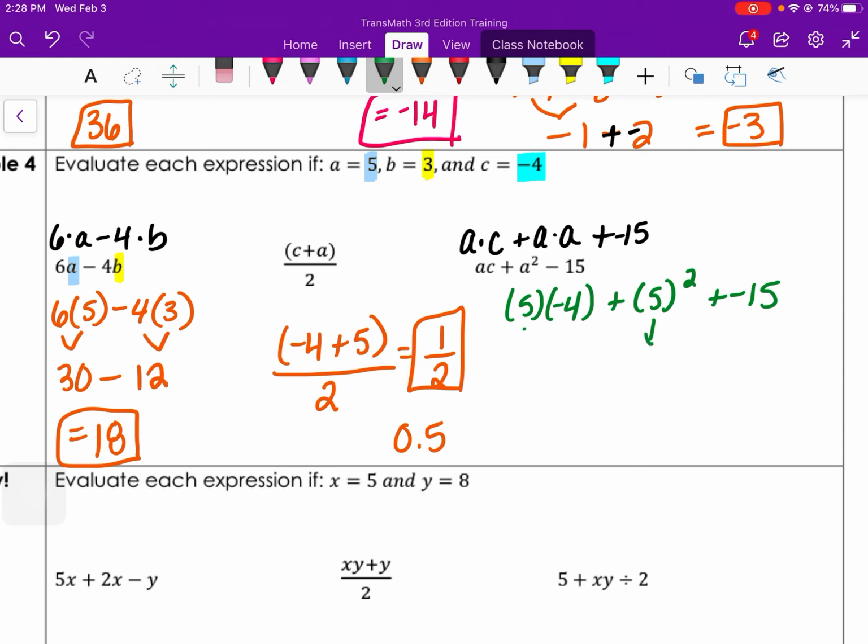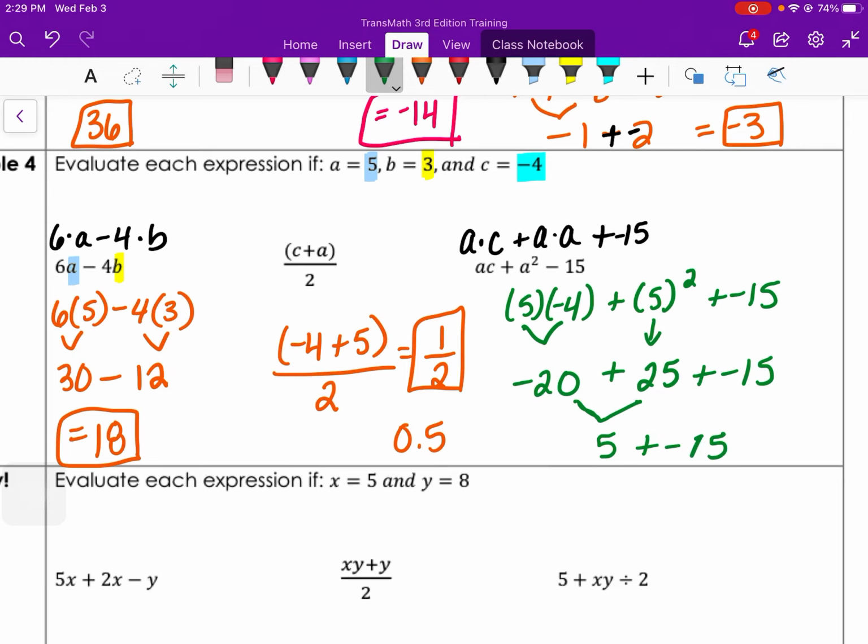Then order of operations says to do exponents first. 5 squared is 25, 5 times 5. And then multiplication next, so 5 times negative 4 would be negative 20. And then plus negative 15, then add and subtract from left to right. So negative 20 plus positive 25 would be a difference of 5. They're different signs. 25 is bigger.